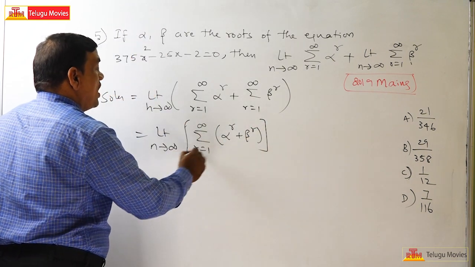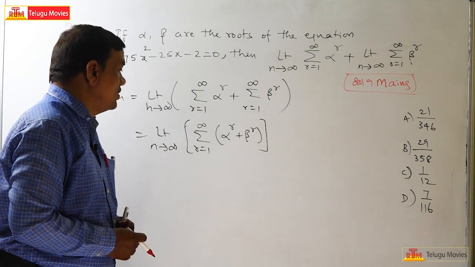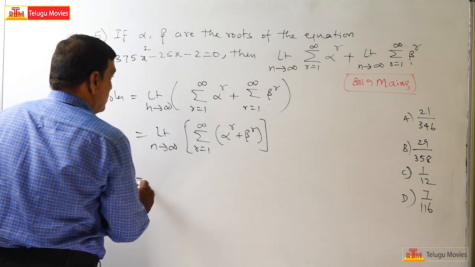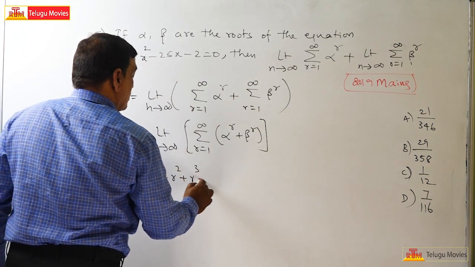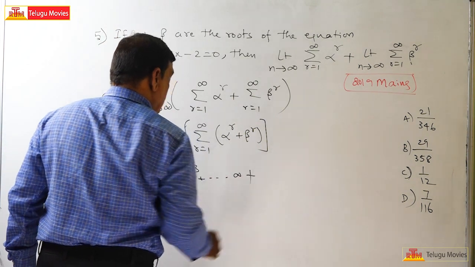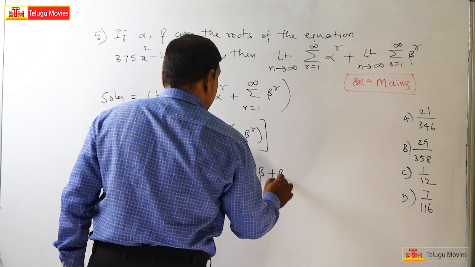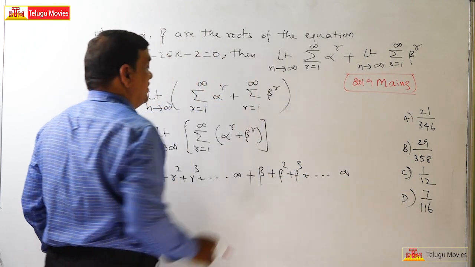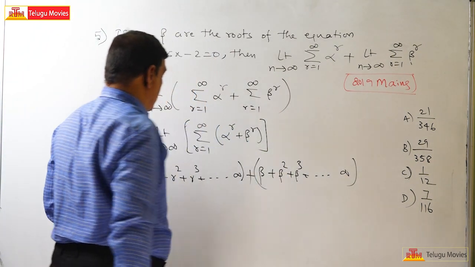Now we have to find alpha power r plus beta power r. So alpha power r means what here? Otherwise we can put it as alpha power 1 plus alpha square plus alpha cube plus so on to infinity, plus, here beta power r means what? Beta plus beta square plus beta cube plus so on to infinity. So this is one box and the other one box.